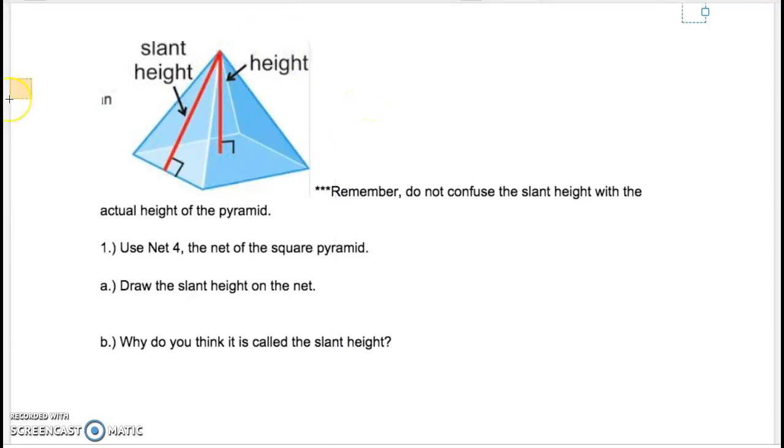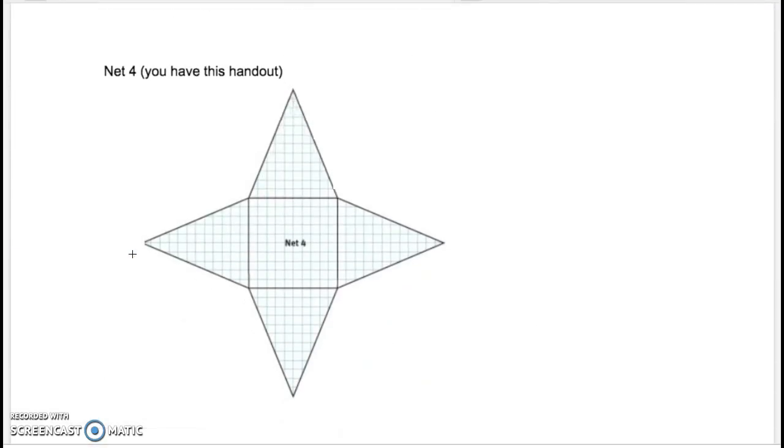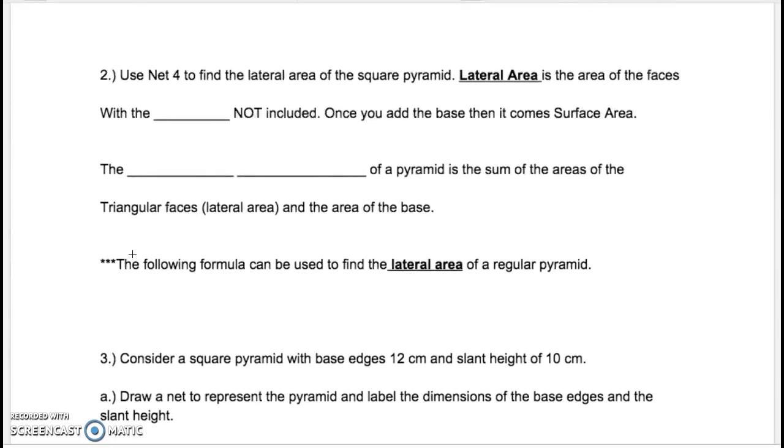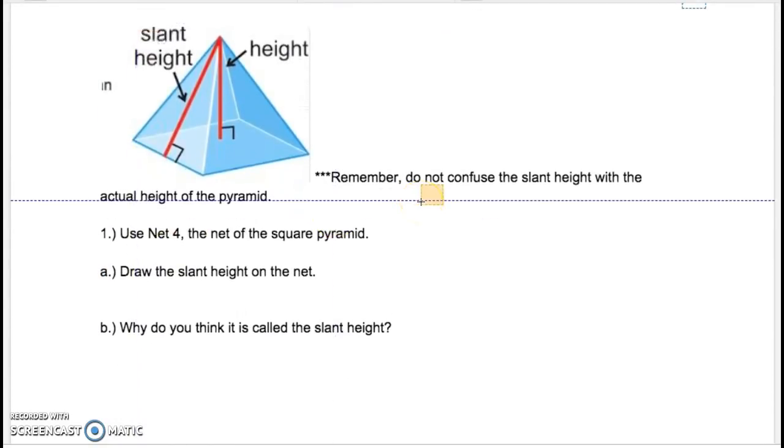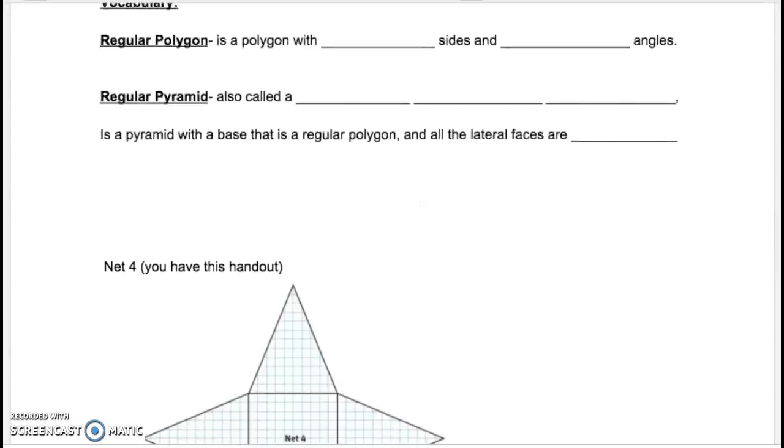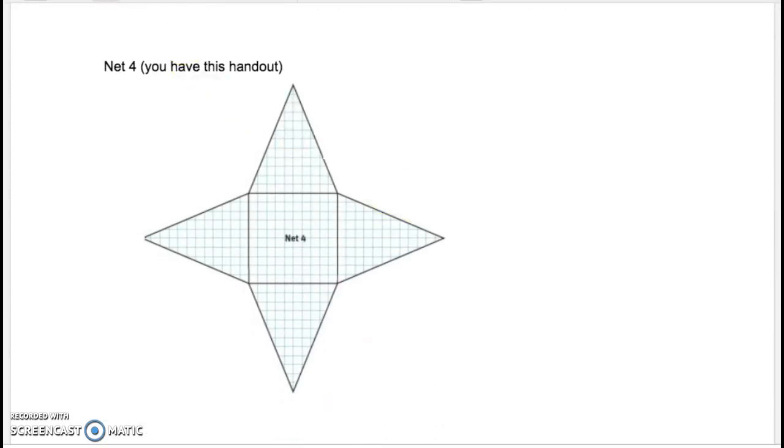So we're going to use net 4 down here at the bottom of your handout, and we are going to draw the slant height on the net. You should have 4 slant heights drawn because there are 4 faces that make up this square pyramid. Once you do that, I want you to check with mine. I would pause the video to make sure you are doing the same thing.